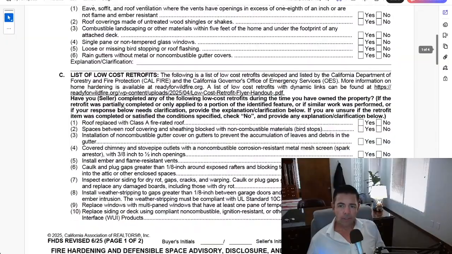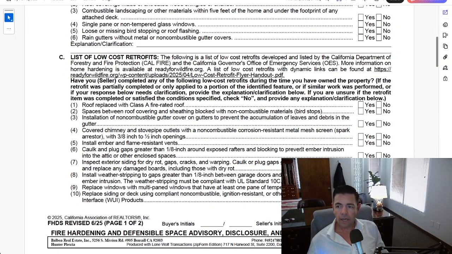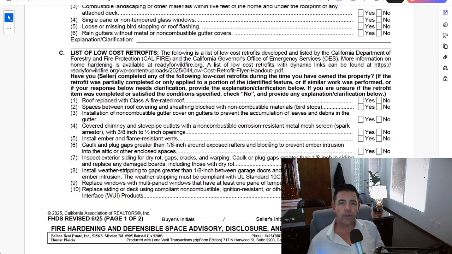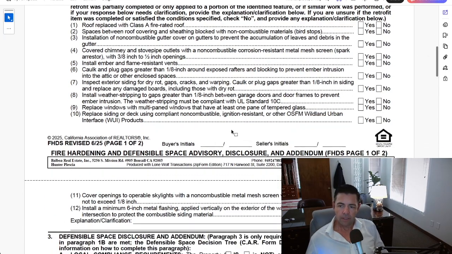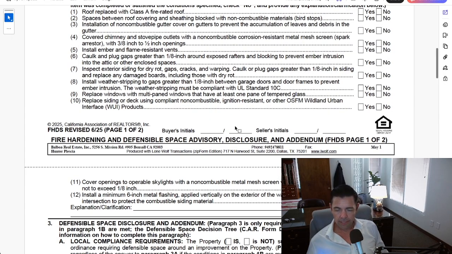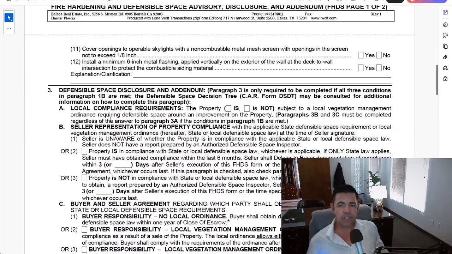Okay, now we go on to the next part. It's going to ask another battery of questions to that seller about low-cost retrofits. Again, does the seller know of this or not? If they know of it, they'll easily put yes. And if they don't, they'll put no. It's really that simple. Then the seller is going to initial, later the buyer will, and we get down to section 3, which is the beginning of the second part of the form.